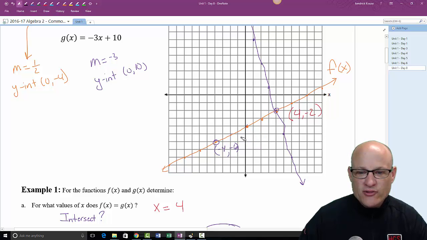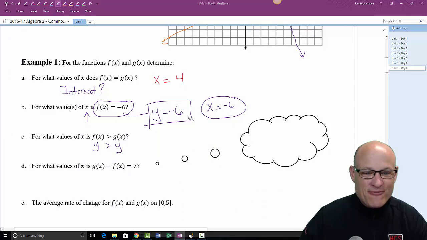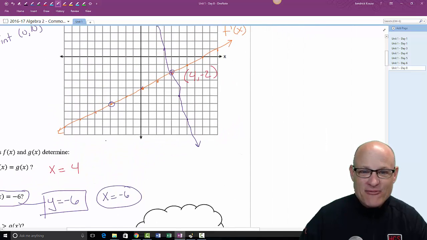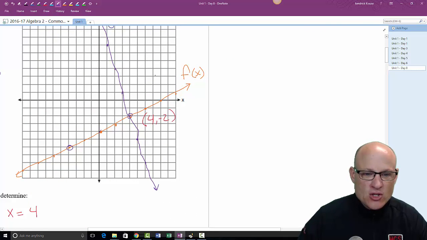So the question says, I've got to go back and read it. When is f of x greater than g of x? Or in other words, when is f of x above g of x? Well, it should come as no surprise, this is the point where they're equal to each other. So that should be the cutoff point.